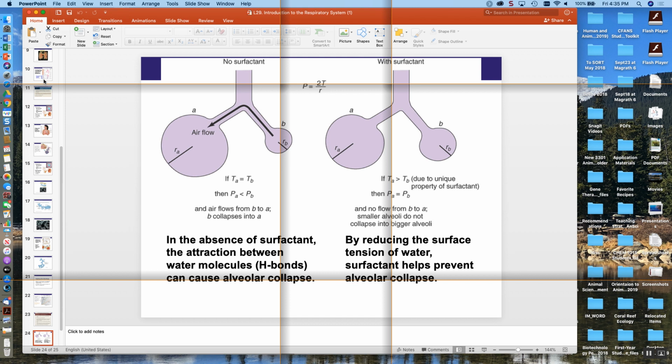Okay. When surfactant is actually secreted, it has a greater effect on the smaller alveoli than the larger. When you look at the surface tension, now the surface tension in alveolar B is going to be less than the surface tension in alveolar A. And that's going to equalize the pressure to prevent collapse. Pretty good? That's why the law of Laplace is important here. But it helps to prevent alveolar collapse. Sweet.